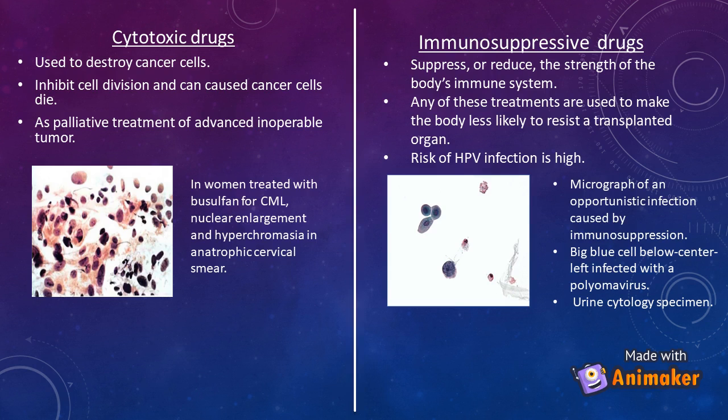First, cytotoxic drugs. Cytotoxic drugs work by inhibiting cell division and causing cancer cells to die. They also function as palliative treatment of advanced inoperable tumors. Next, immunosuppressive drugs. Immunosuppressive drugs work by suppressing or reducing the strength of the body's immune system. They are used to make the body less likely to reject a transplanted organ. However, the risk of HPV infection is high.